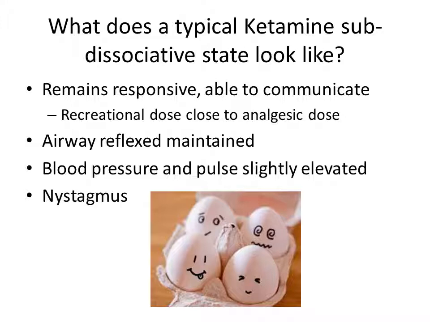The patient will maintain their airway reflexes, such as coughing and swallowing, and the respiratory drive. Blood pressure and pulse will be slightly elevated, and a good sign to watch for is nystagmus. When a patient begins to display nystagmus, they are at the line between the sub and actual dissociation dose. So when you administer ketamine, if your patient begins to get some eye twitching, you'll know that that is the dose that you do not want to go over to achieve the desired results.